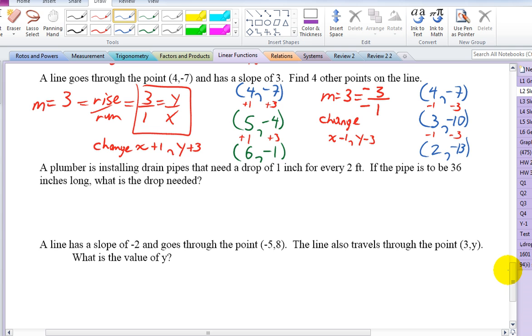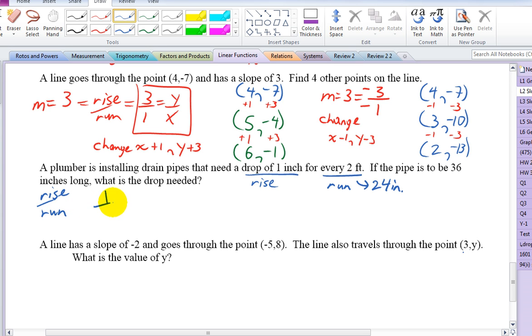Okay, a plumber installs the drain pipes. They need a drop of 1 inch for every 2 feet. So there's your drop, this is your rise, and this is your run. What's the problem? Look at your units. Are they the same? No. So what should we change? Yeah, 2 feet equals how many inches? 24 inches.